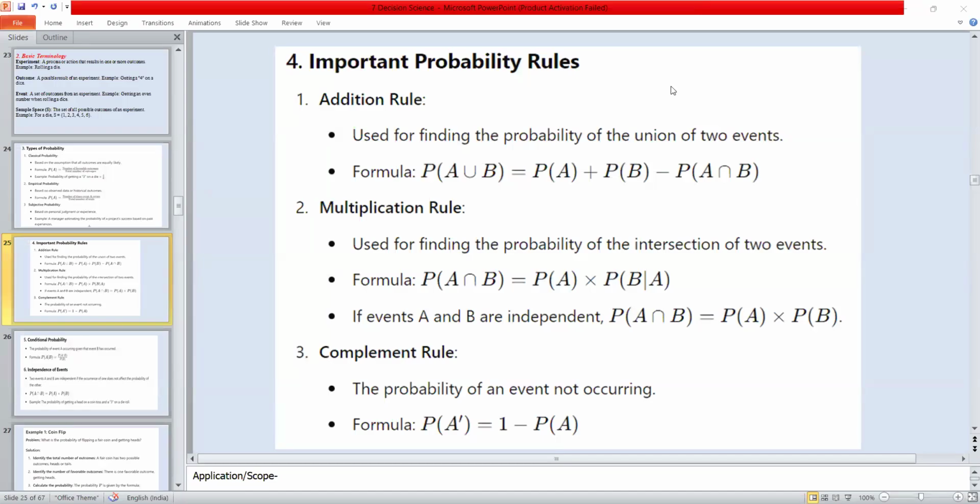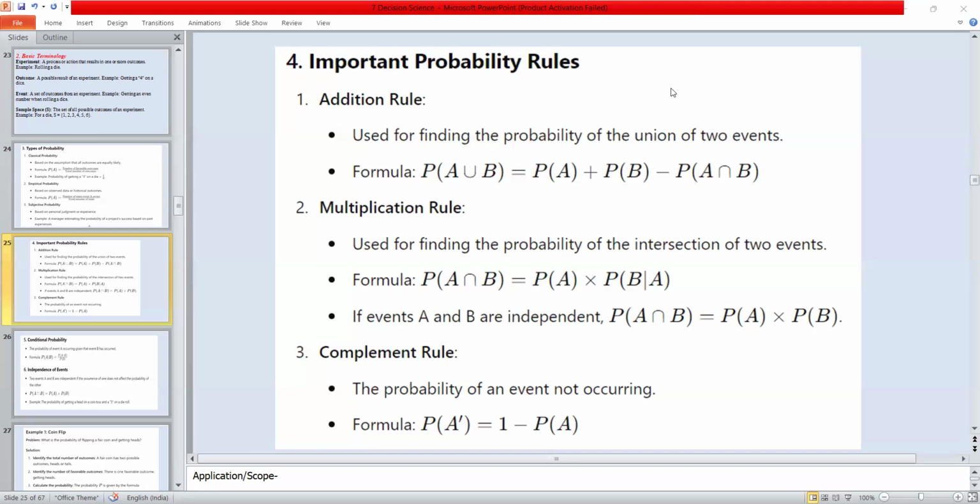Today we are going to study important probability rules, the addition rule. When and how we have to add probabilities, how to add probabilities. It is used for finding the probability of the union of two events. So probability of A U B is called the probability of adding A and B.